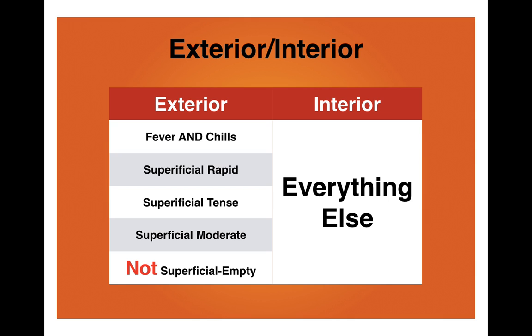Now, the other part of this is interior, right? And interior is going to be all the other symptoms. So if you have a case study and you don't see fever and chills and you don't have that superficial pulse, you can basically look down at the answers. And if 3 of the answers have wind cold, wind heat in them, you can immediately cross those out because this is not an exterior invasion, right? So everything else is going to be interior. And then we'll look at our next pair.